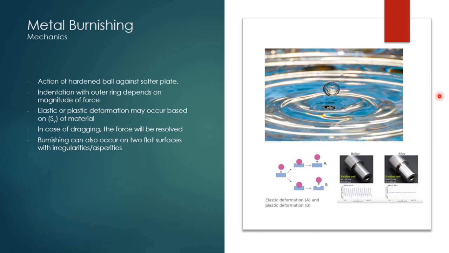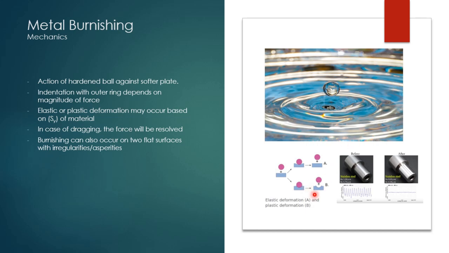Now in another case where the normal force is high but the tangential force is low, the reverse case, this higher normal force will flow the material along the tangential direction, and this flowing of material will cause a formation of a trough, isn't it? Are you getting my point?